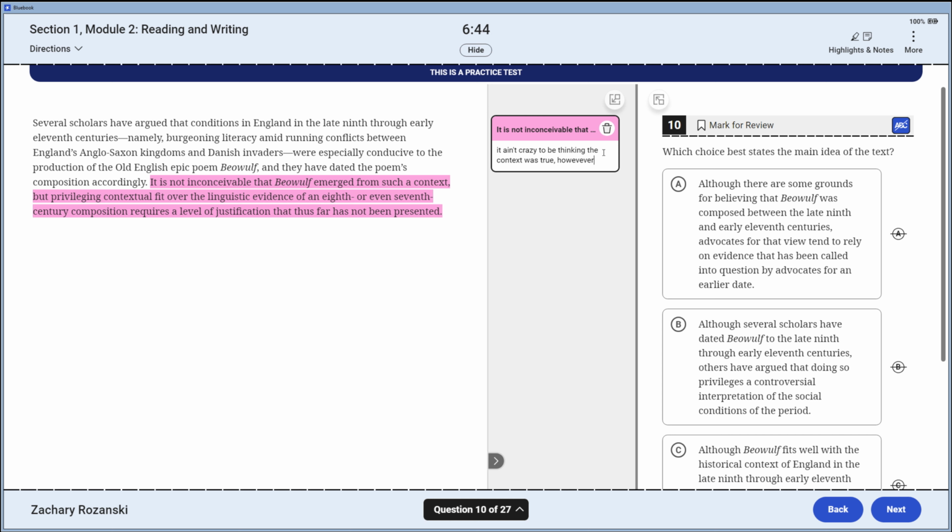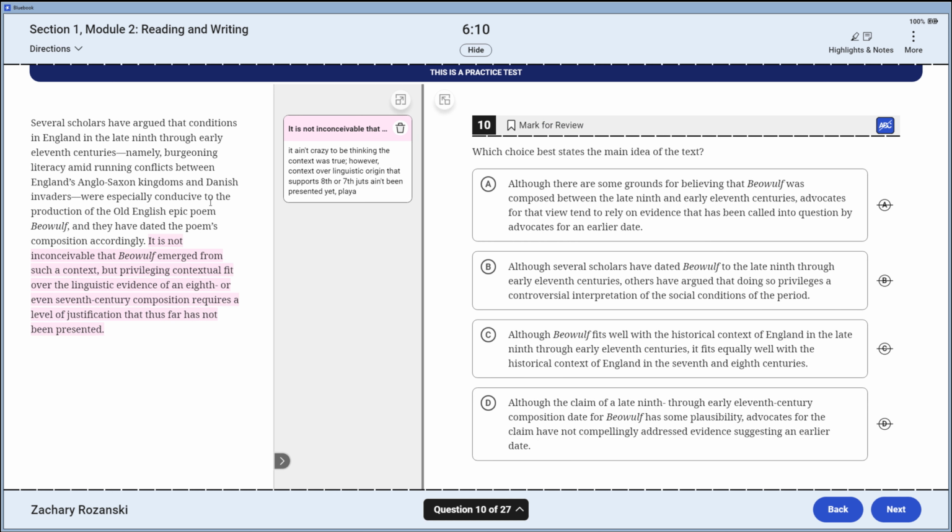However, let's just type it right. However, context over linguistic origin that supports 8th or 7th century composition. Context over linguistic origin just ain't been presented yet. Okay. Let's see what we've got.